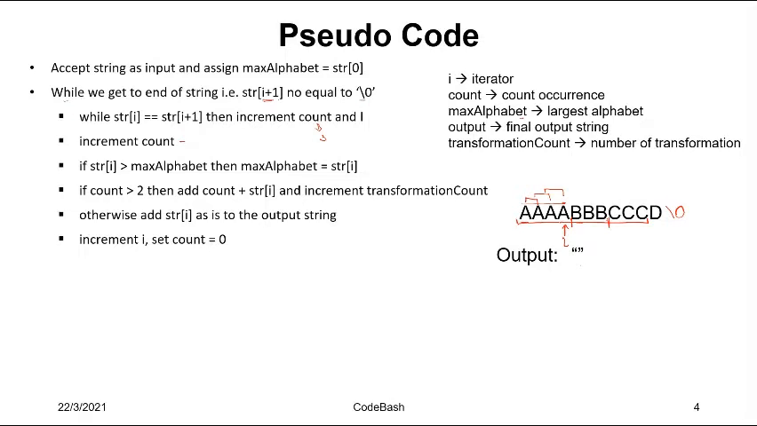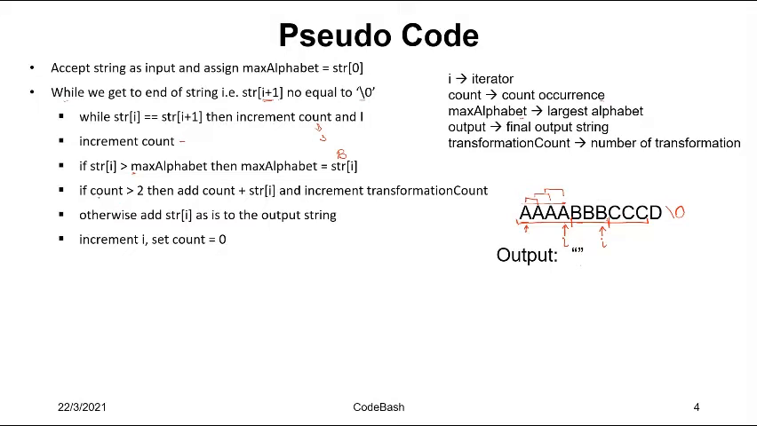So we check that if A is greater than whatever value was previously stored in max alphabet. Now, right now, since we initialized it to str of 0 means this character. So right now they are the same. So this condition would be false. But let's say I was over here, then this condition would be true, and then max alphabet will actually have the value of B. So str of I. And after that, another condition that we had was that our number of occurrences of the consecutive character should be 3 or more than 3.